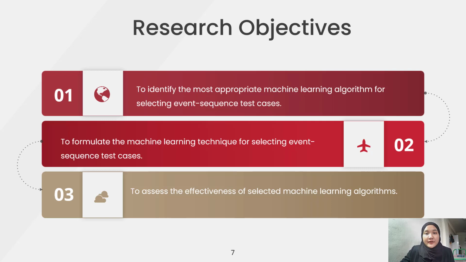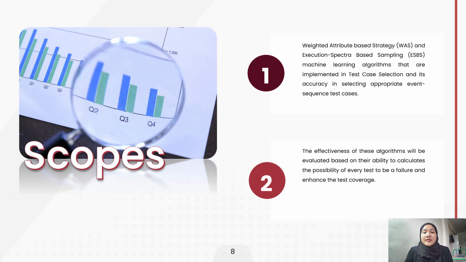The scope of my project would be the weighted attribute-based strategy, WAS, and execution spectrum-based sampling, ESBS, machine learning algorithms that are implemented in test case selection, and their accuracy in selecting appropriate event sequence test cases. The second scope is that the effectiveness of these algorithms will be evaluated based on the ability to calculate the possibility of every test to be a failure and enhance the test coverage.